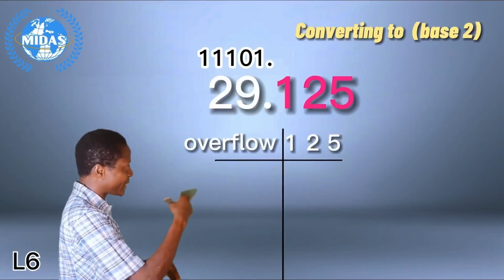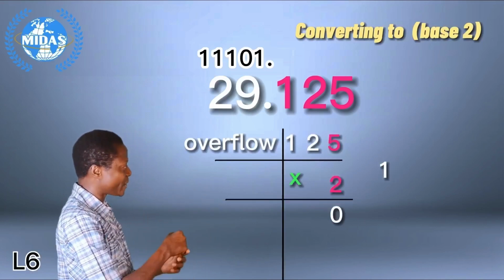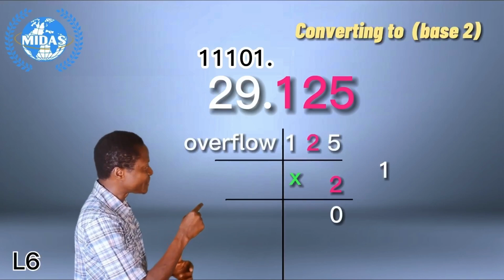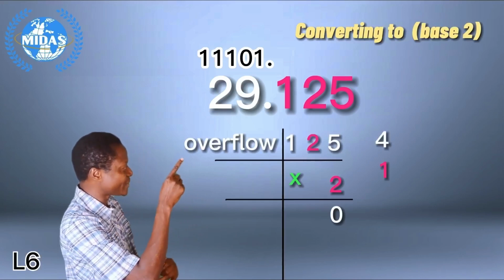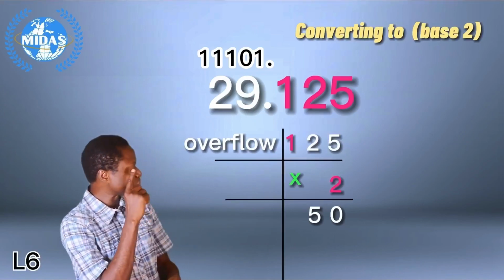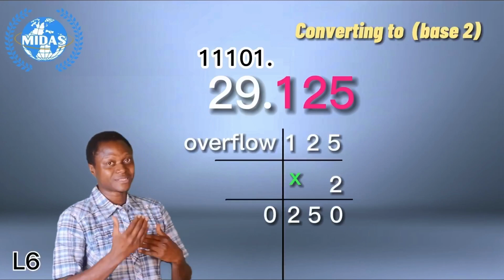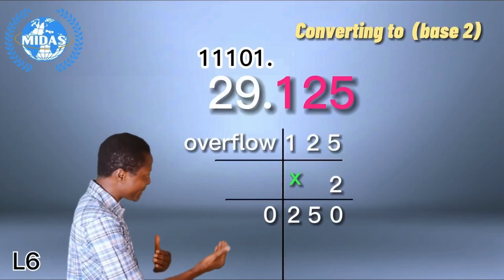So we draw our lines and we say, okay, 2 times 5 is going to give us 10. We write 0, carry 1. 2 times 2 is going to give us 4, plus that 1 that we carried, 5. So we have 5. Then 2 times 1 is going to give us 2. So we have 2, 5, 0. We have to still multiply again. So we multiply again by 2.